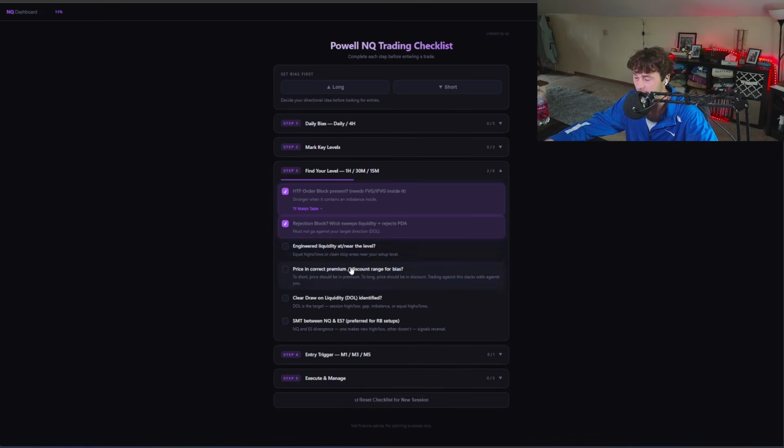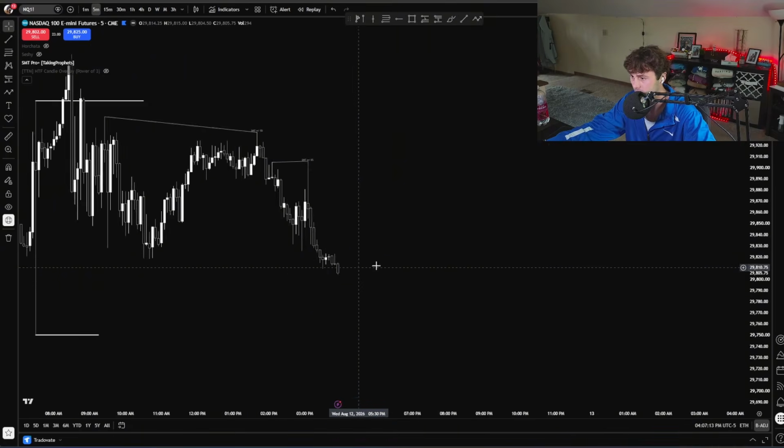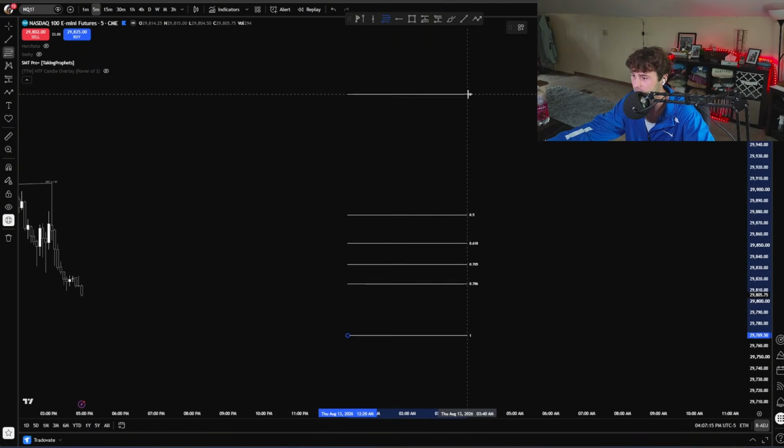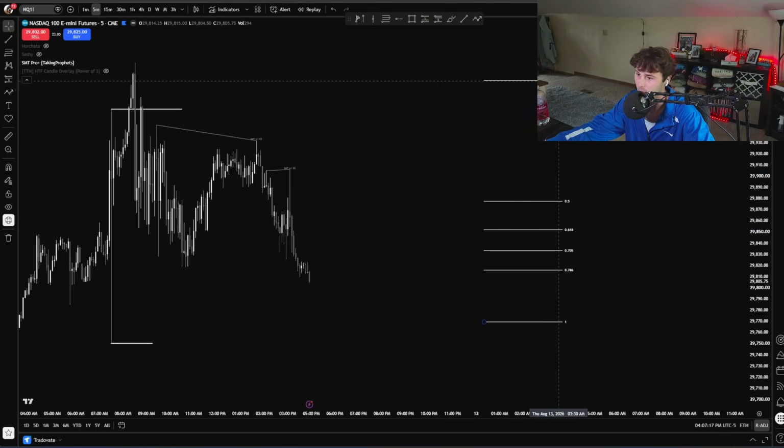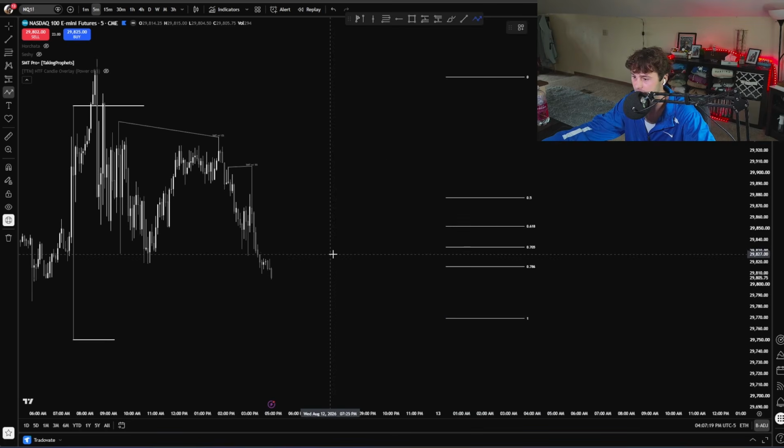Look for engineered liquidity. Again, did we go almost to the CE of the 4 hour rejection block and didn't sweep it? Then that would be engineered liquidity. Think about if we're in the correct premium or discount, okay? What does this mean? You guys should know by now, but whenever you use a fib, also, really quick lesson on the fib, I see people mess this up all the time.